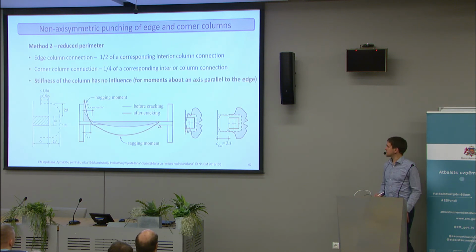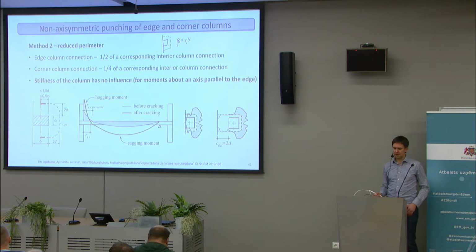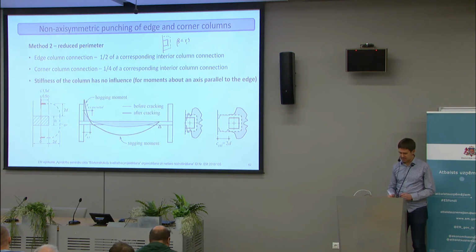Now, on the edge columns, the Eurocode also gives an alternative approach. One way is to consider the whole perimeter like this, and then use beta of 1.4 on it. But it also says that you can use a perimeter like this that goes up to the middle of the column, or the axis of the column.